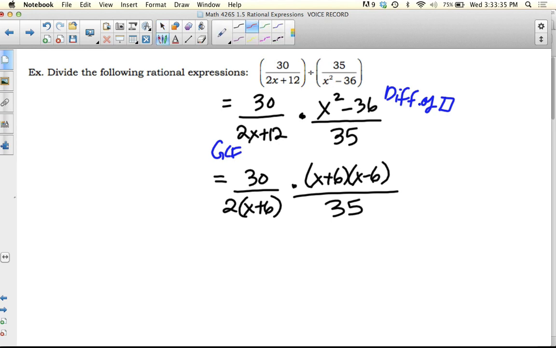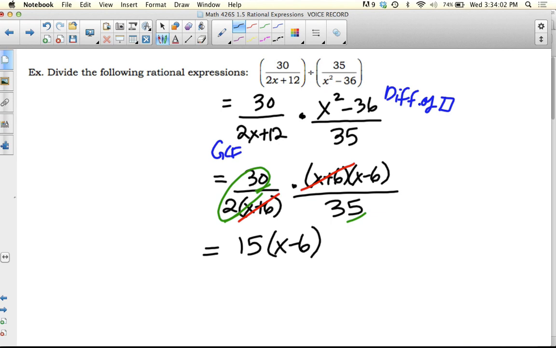Okay, now time to slash away. So x plus 6 goes. Okay, and now we also have these numbers here. So we have 30, we have 2, and we have 35. Let's simplify that. I see here with 30 and 2 that I can simplify that. 30 divided by 2 is just 15. So I'm just going to put 15 at the top instead. Okay, 15 at the top. I still have an x minus 6. And I'm left with the 35 at the bottom.